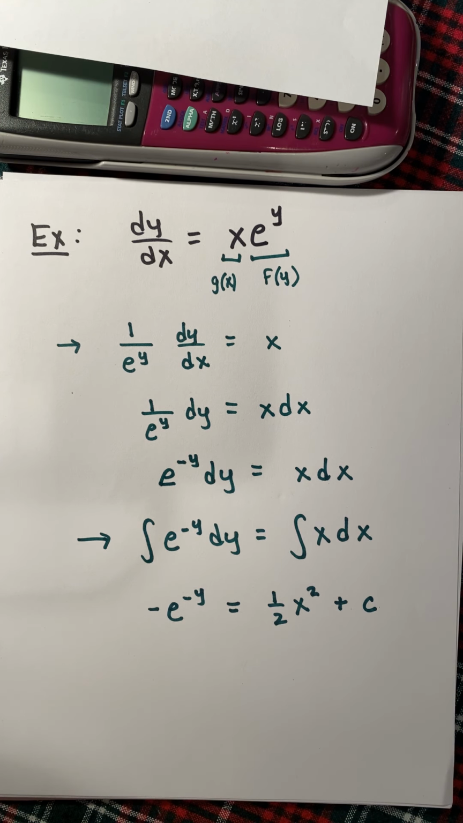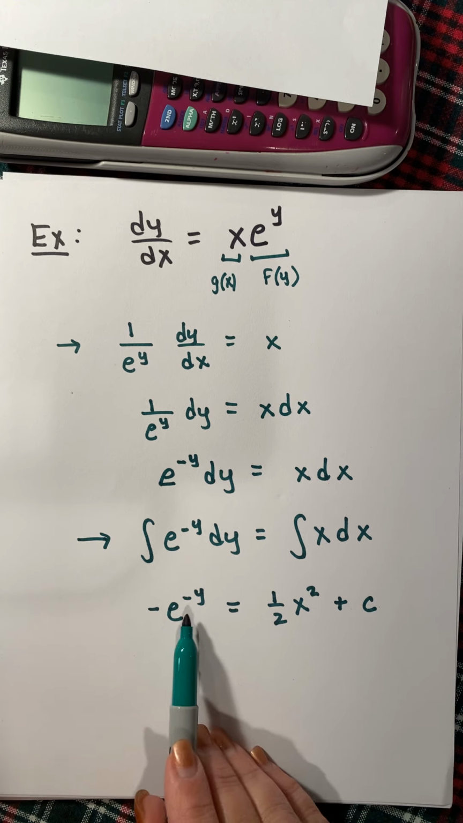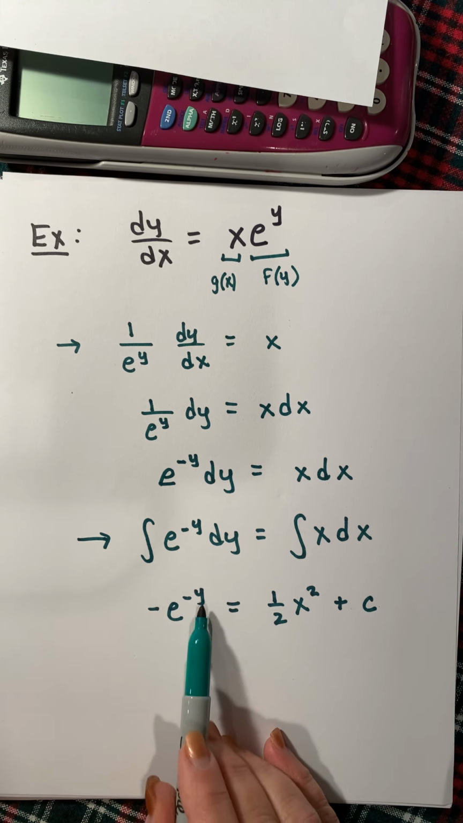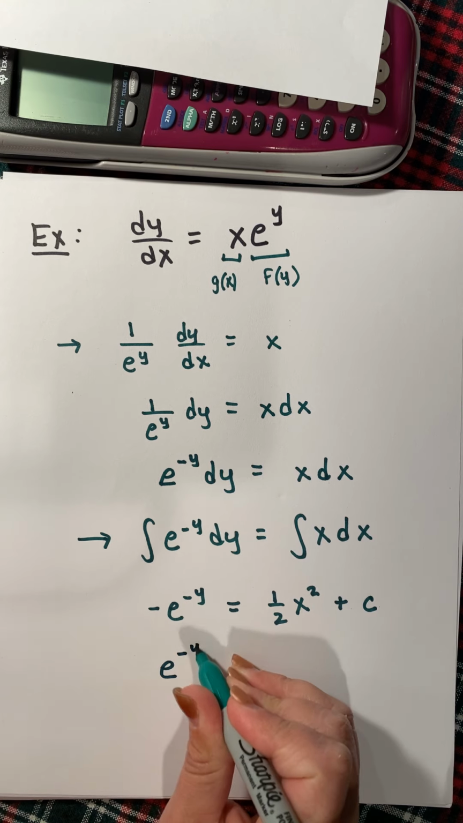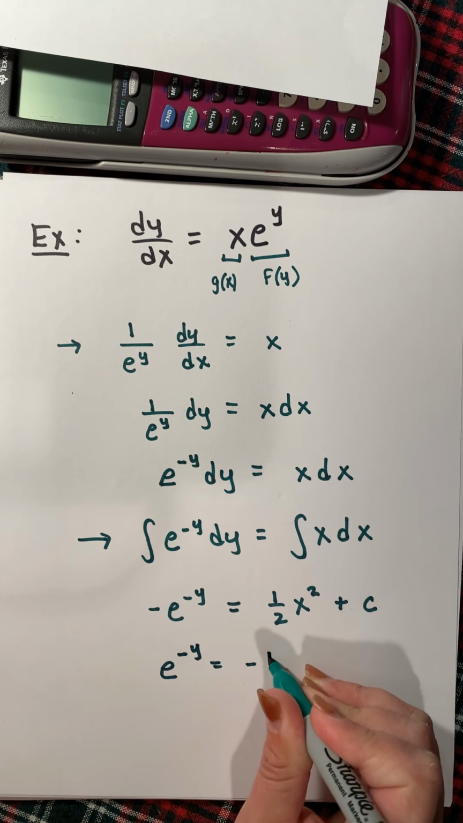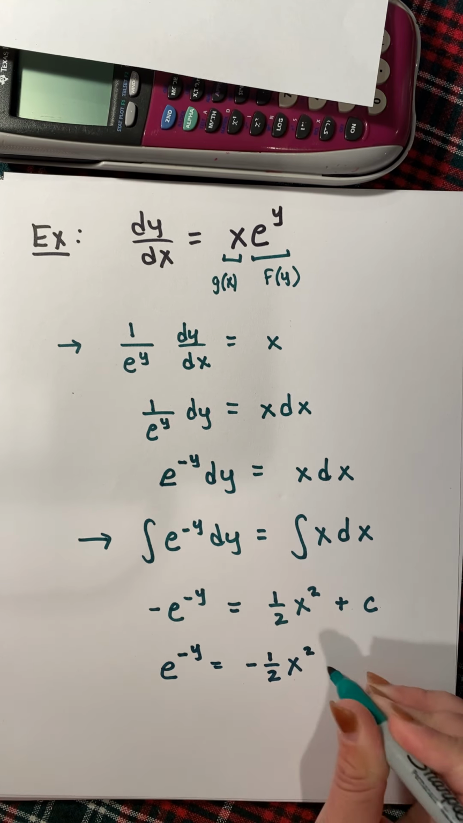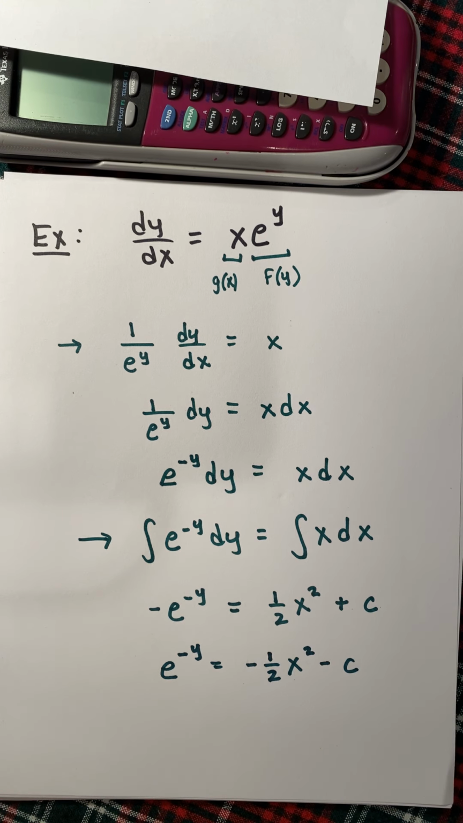All right, now we're going to move forward and solve for y here. So to solve for y, I want to isolate the exponent. I'm going to multiply both sides by -1. So e to the negative y is equal to negative 1/2 x squared minus c. All right, now here's where we get kind of a little sloppy with notation too. Not sloppy, I guess, more say just confusing.